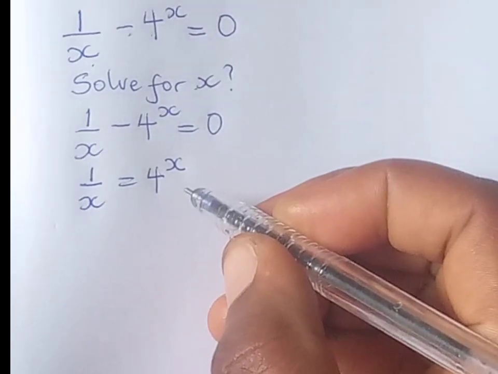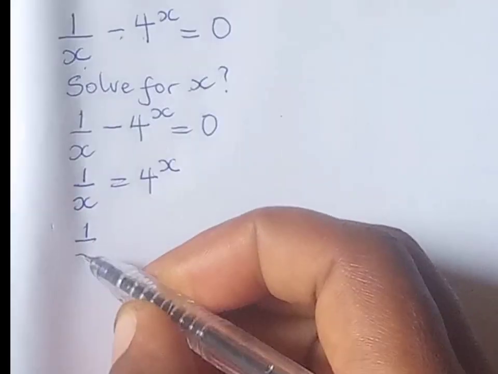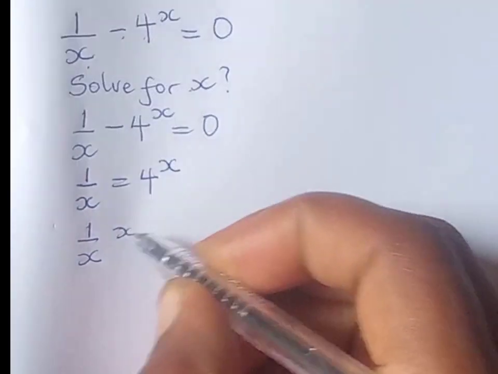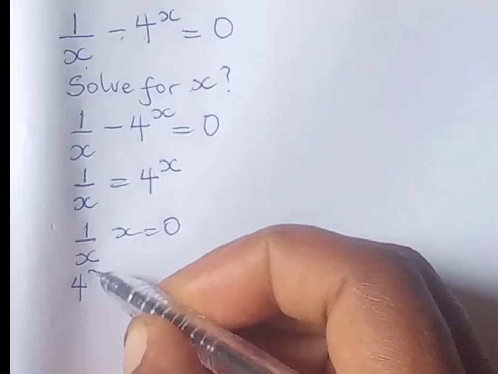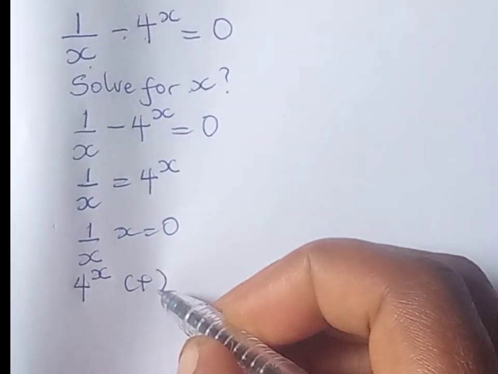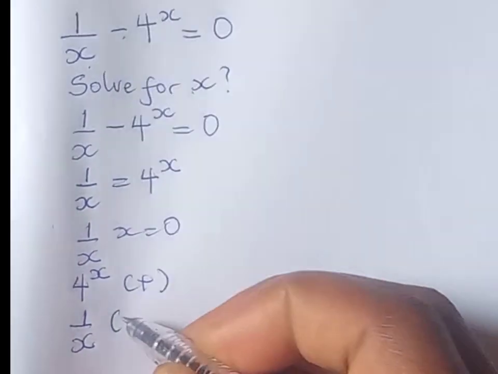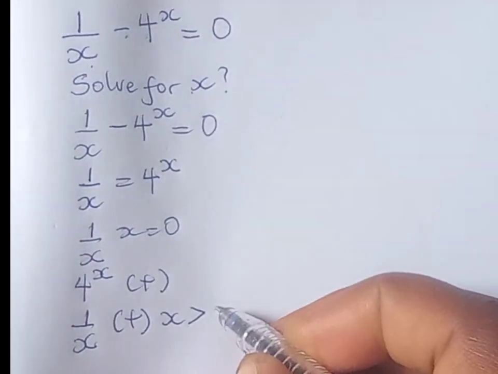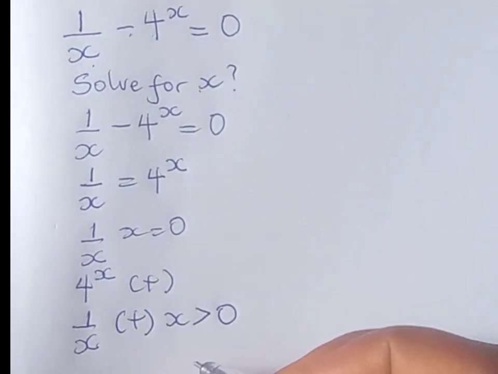Before we solve any equation, let's check the domain. Note that 1 divided by x is undefined when x equals 0. Also, 4 raised to the power of x is always positive for every real number. Therefore, 1 divided by x must also be positive. That means x is greater than 0. Now let's test some values in order for us to get our x.